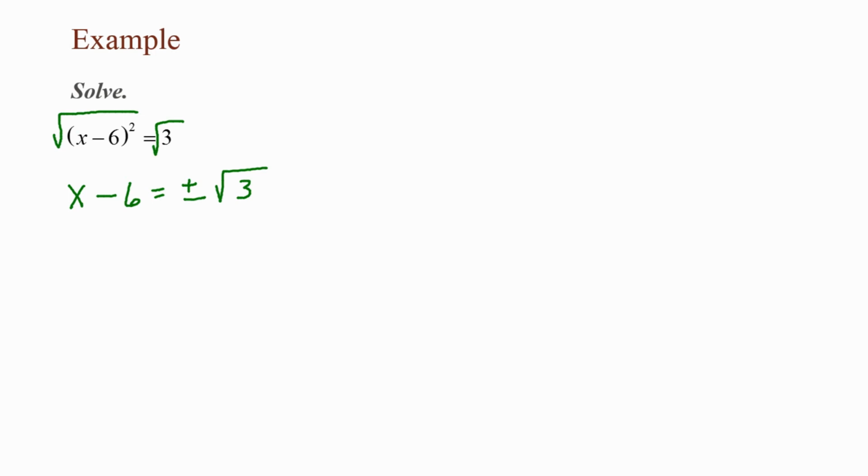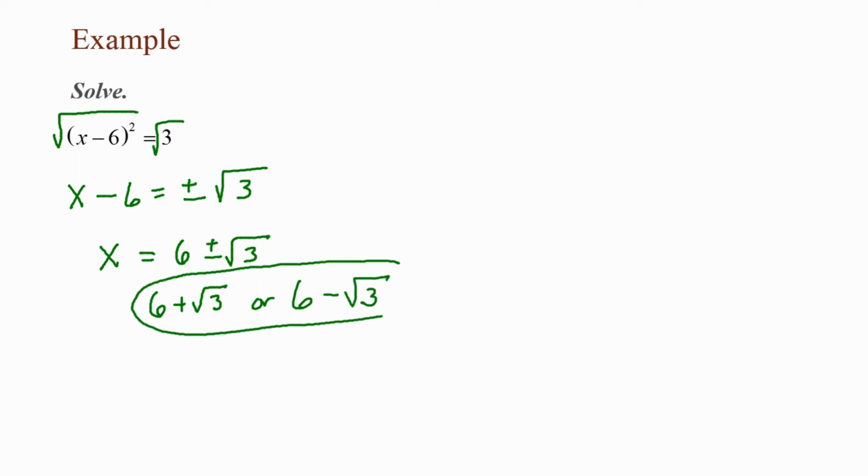When I add 6 to both sides, I cannot do math with 6 and the square root of 3. So I have x equals 6 plus or minus the square root of 3. This is the same as 6 plus the square root of 3, or 6 minus the square root of 3, as our two answers. It's standard form to write your rational number, in this case 6, first, and your irrational number, in this case the square root of 3, second.